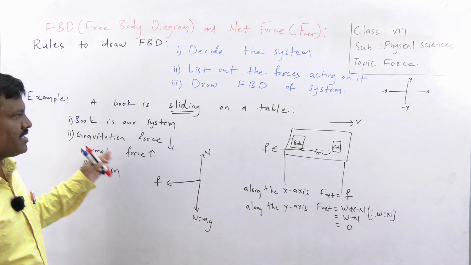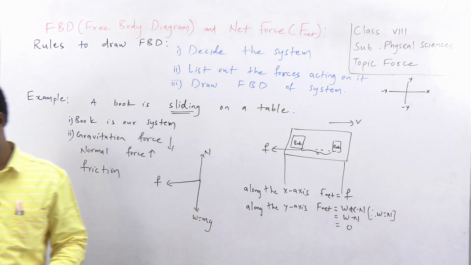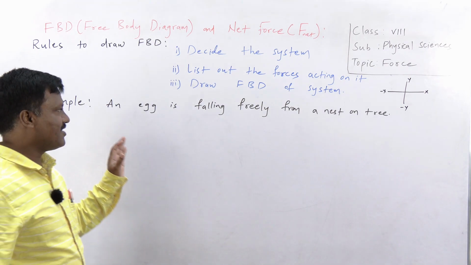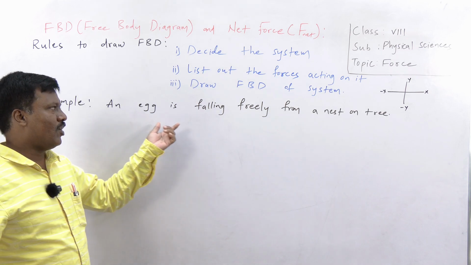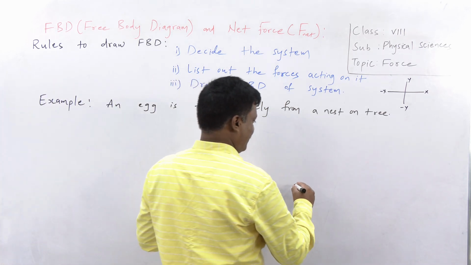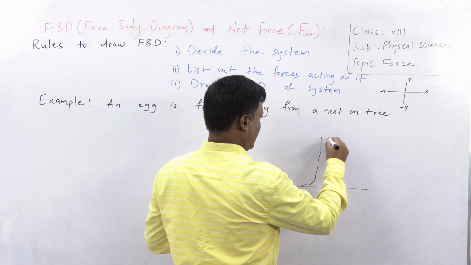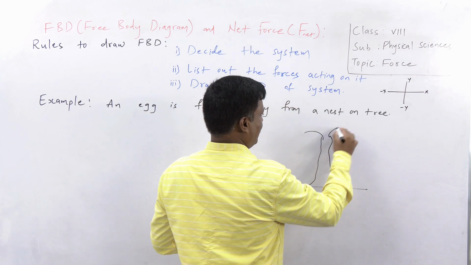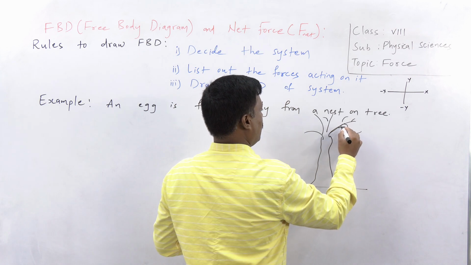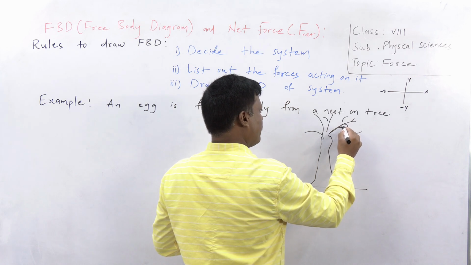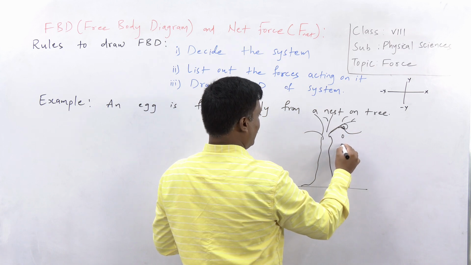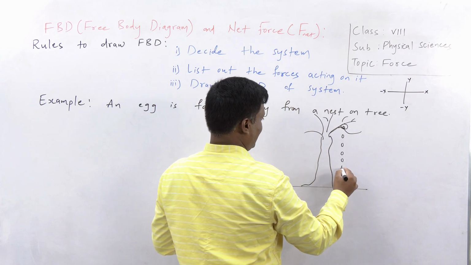Okay, so note down this example. Another example we are going to talk about, that is, you see, an egg is falling freely from a nest on a tree. Okay, so let us understand this. This is the floor, here the ground, here we have the tree, right? Branches. Let's say, imagine there is a nest. But this egg from the nest slipped and is falling freely on the ground.